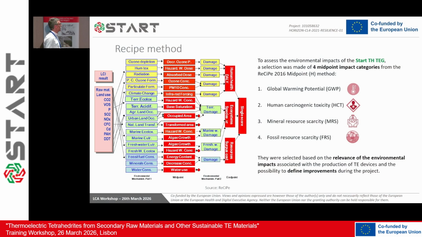tetrahedrite. So in this case, we focus on fossil resource scarcity, mostly because of the use of fossil resources for energy, mineral resource scarcity because of the use of minerals, of course toxicity, as I referred, for the substitution of toxic materials with less toxic or non-toxic materials, and of course global warming potential or the emissions, a very more famous sort of indicator, so we had to have it.